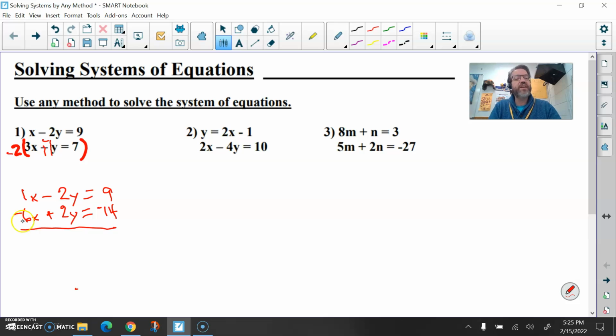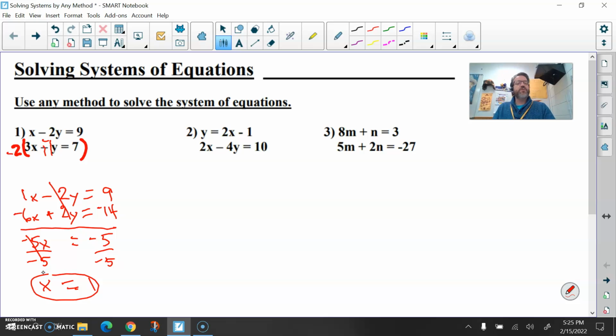All right, anyway, we can add these now. 1x plus -6x is -5x. These terms cancel out. They're opposites. Minus 2y plus 2y, those are inverse operations. And so what does this equal? 9 plus -14, which is -5. Then I just have to divide by -5 here, divide by -5 here. This cancels out, and I get x equals positive 1.